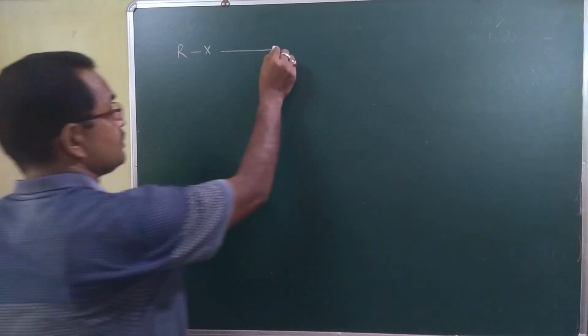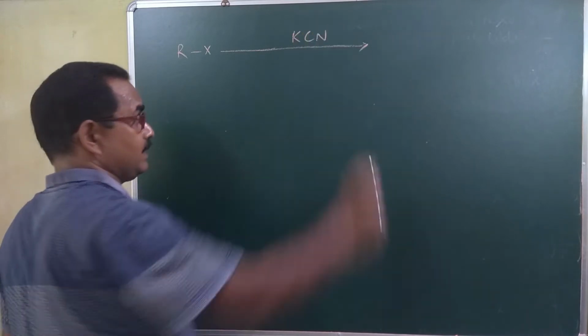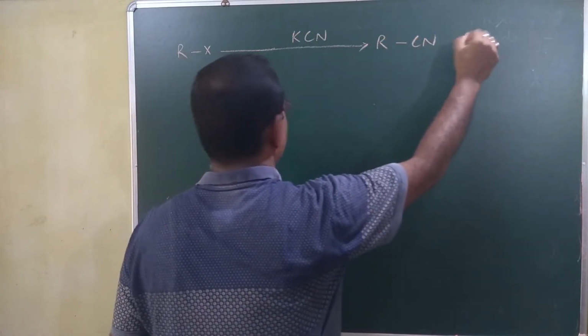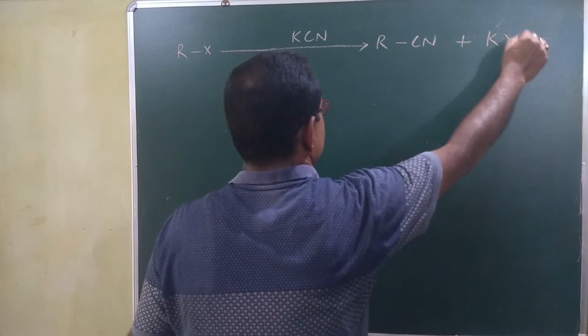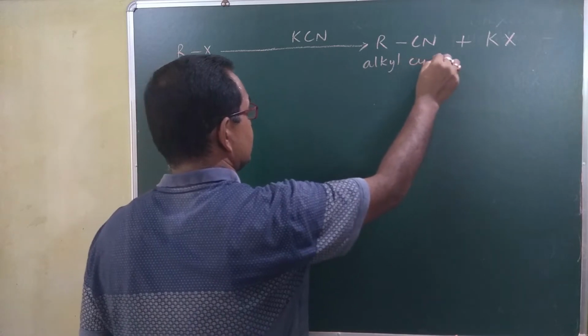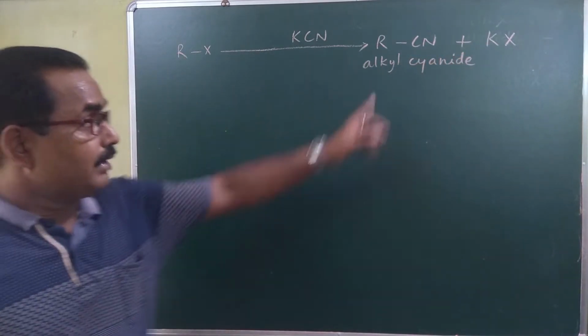Next you see reaction of alkyl halide with potassium cyanide. What do we get? RCN plus KX. This is called alkyl cyanide or alkanenitrile.